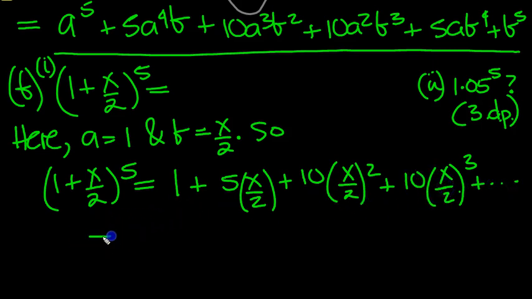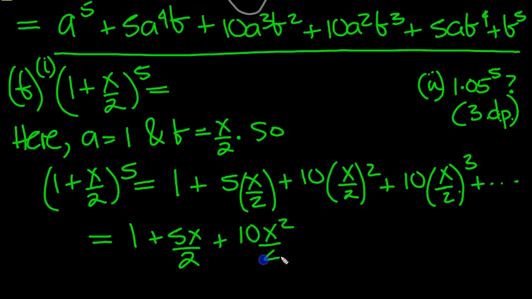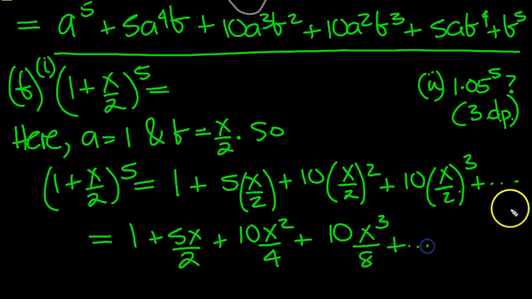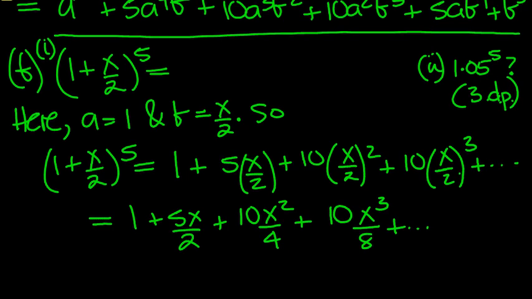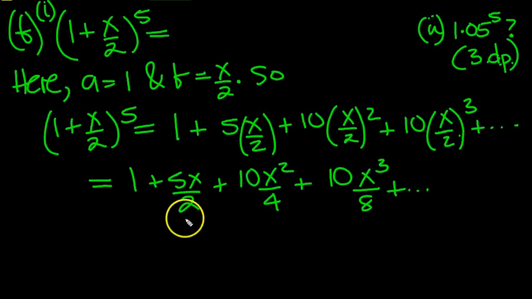So what have we got then? We've got 1 plus 5x over 2, plus 10x squared over 4, yeah? Plus 10 times x cubed when you expand the bracket over 8, isn't it? 2 times 2 times 2. There we go. So that's part 1 done then.